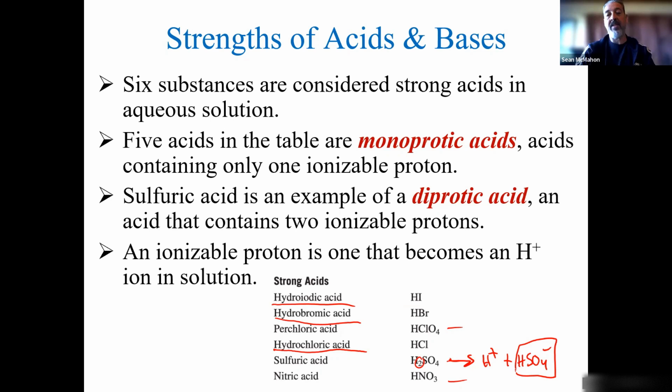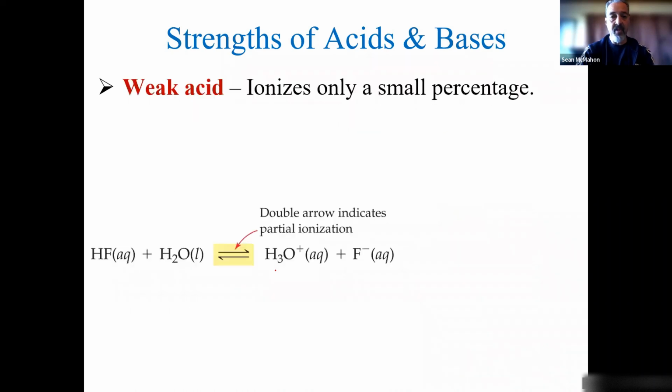So basically, an ionizable proton is one that becomes an H+ ion in solution. So how are weak acids different? They only ionize a small percentage. And I like to tell people it is far less than 1. So less than 1%, way less. So a weak acid only breaks down part of the time.